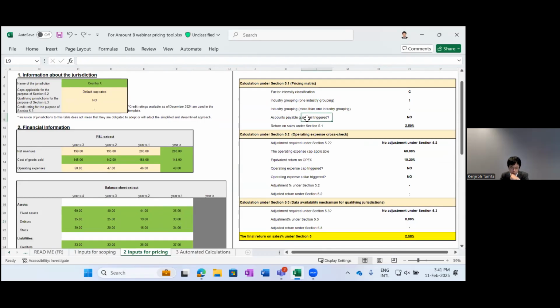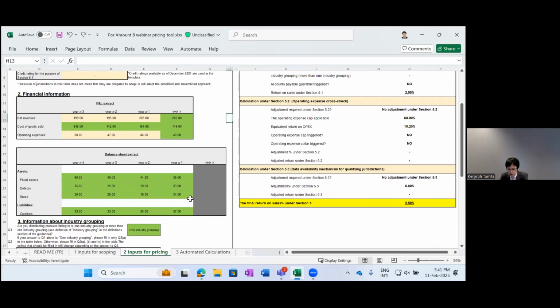And one thing you may not be familiar with in this output summary is the accounts payable guardrail, which you can find here. I won't go into too much detail, but that guardrail is intended to mitigate the risk of distorted credit terms. For example, if you have excessively high creditors at year end, that decreases the OAS. That is a core factor to determine the rate of return under Amount B. And then you can get a lower return if there is no guardrail like that. But with that guardrail, such an intentional lowering of the amount of return will be prevented.